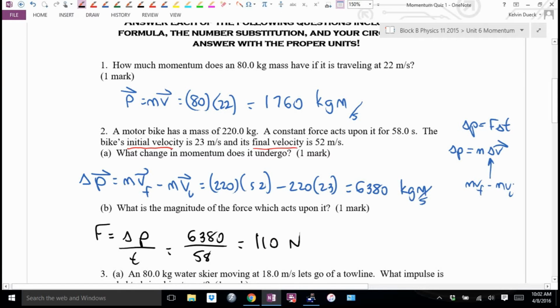By the way, I asked for the magnitude because technically, I guess the force should be negative because it's in the opposite. Oh, no, we're going forwards. We're going forwards. Never mind. I take that back.